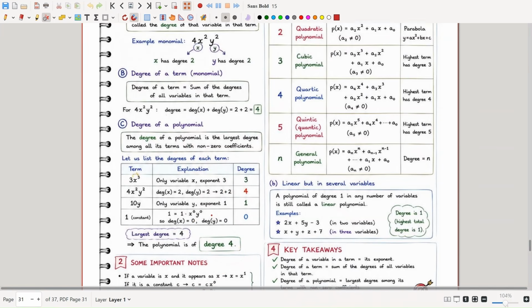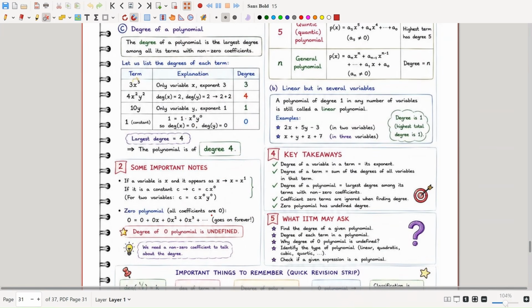If a variable appears as x, then it is x power 1, so the degree will be 1. If it is a constant, then it is c x power 0, so the degree will be 0. Sometimes it can also be the zero polynomial, and the degree of a zero polynomial is undefined.